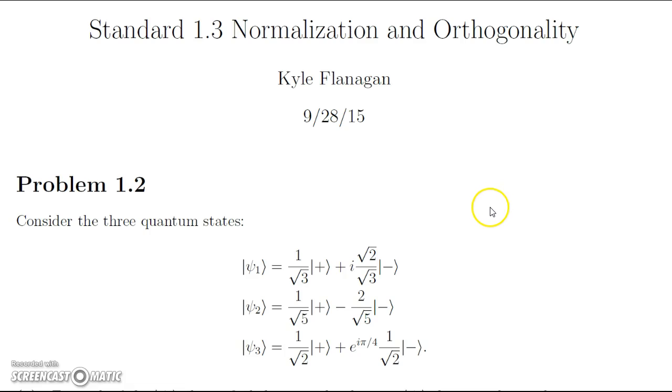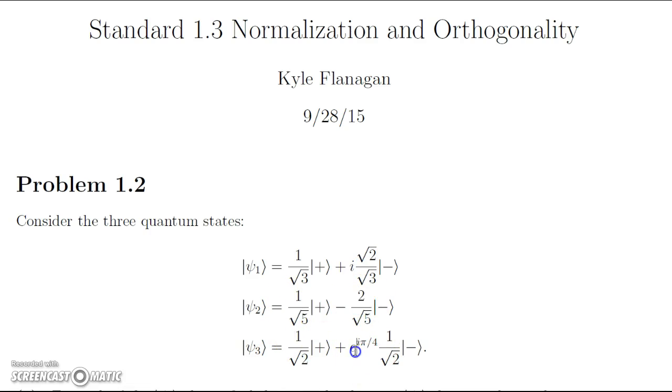Before going on to part A of this question, we're just going to do a quick mental check that these states are normalized. To do that, we look at the modulus squared of the corresponding coefficients of the basis vectors and add them together and see if they're 1 or not. So here we have 1/3 plus 2/3, which is 1, 1/5 plus 4/5, which is 1.